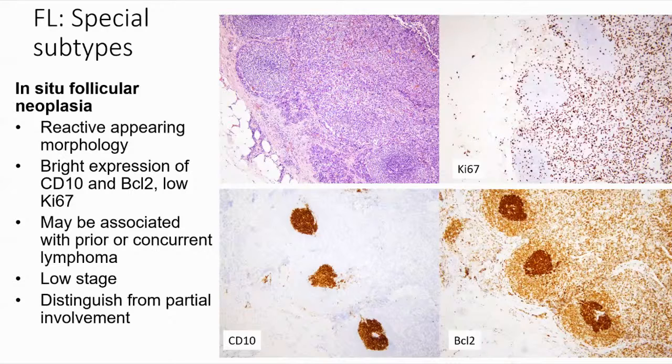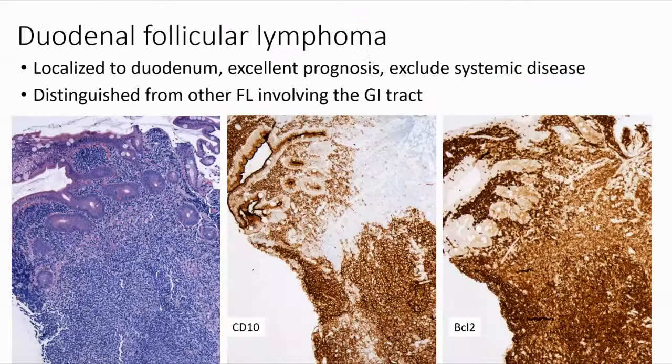Special type, as I mentioned earlier, is the duodenal follicular lymphoma. This will show characteristic features and phenotype of follicular lymphoma with these atypical follicles, positive for CD10, BCL2, BCL6. But as long as it's localized just to the duodenum, then it's very indolent. And it's often an incidental finding as part of GI scoping procedures to be identifying these nodules.